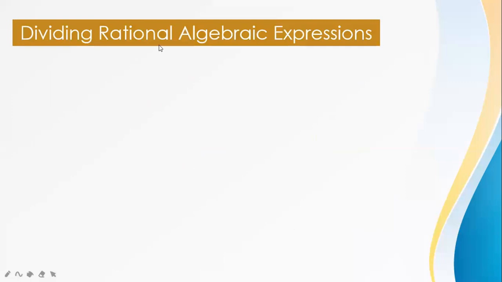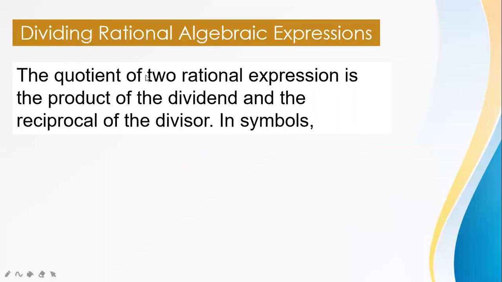So we have the dividing rational algebraic expression. So we have same procedure on how to divide fraction. The quotients of two rational expression is the product of the dividend and the reciprocal of the divisor. In symbols, we have A over B divided by C over D. And you copy the first term. So this will be the first term, A over B. And then you change the division sign to multiplication sign.